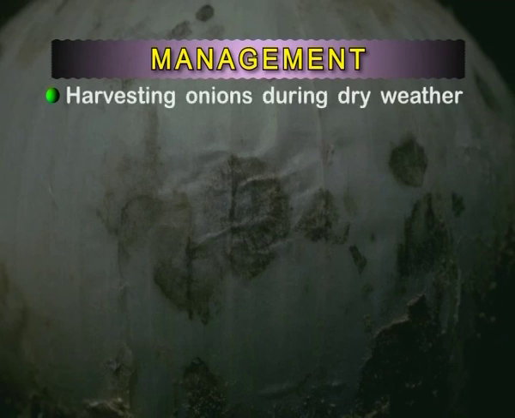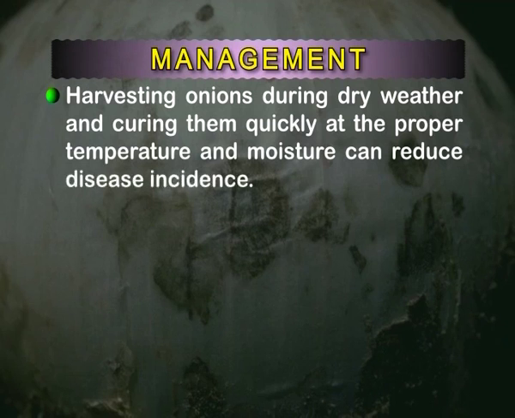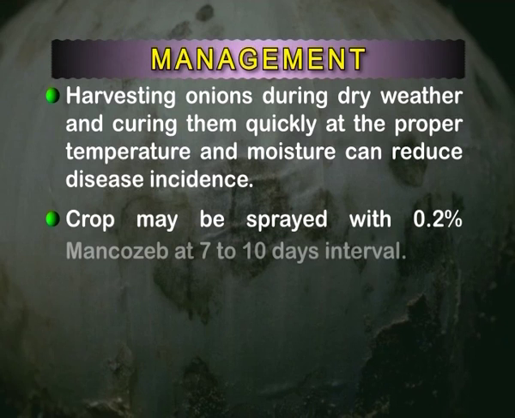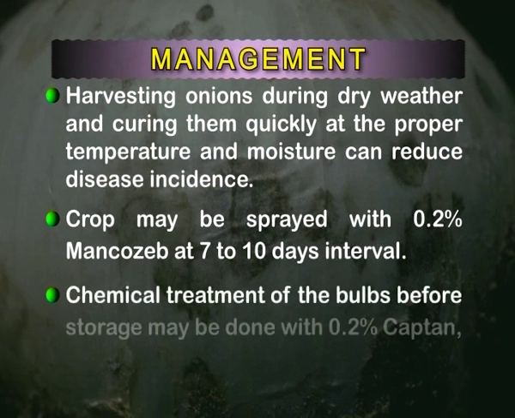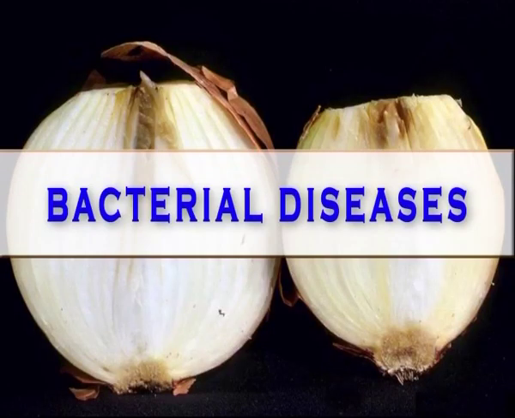Harvesting onions during dry weather and curing them quickly at the proper temperature and moisture can reduce disease incidence. Crop may be sprayed with 0.2% mancozeb at 7 to 10 days interval. Chemical treatments of the bulbs before storage may be done with 0.2% Captan, Thiram or Captafol. So this is all about the important fungal diseases of onion. Next, we will learn about the bacterial diseases.